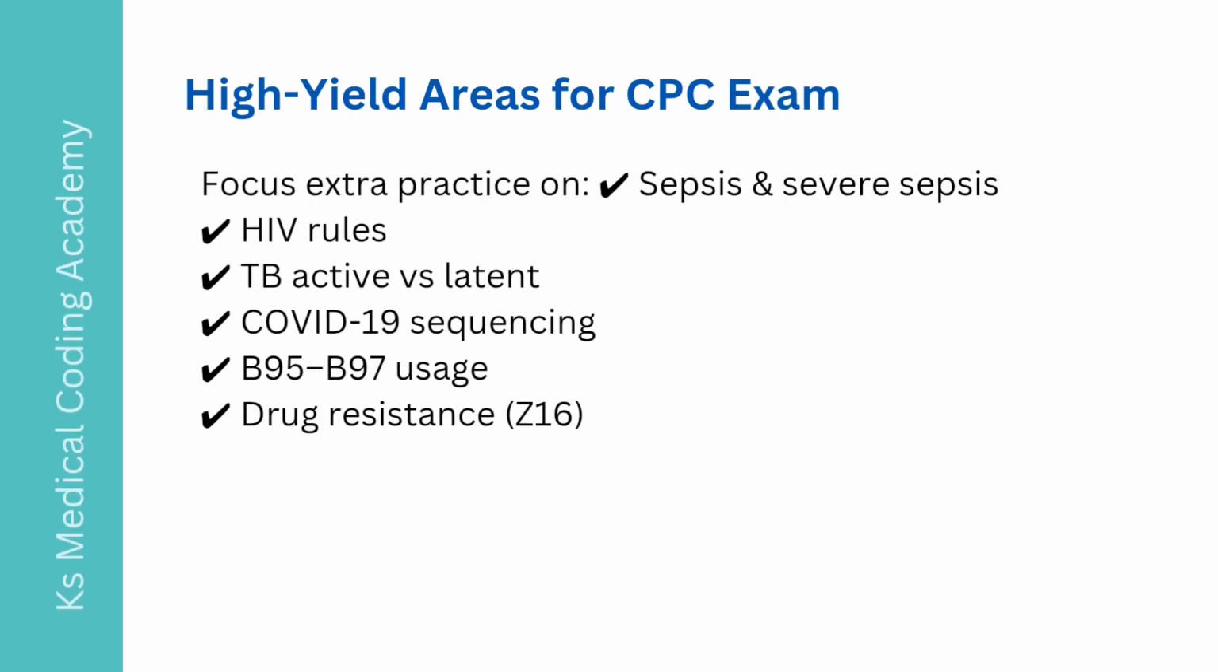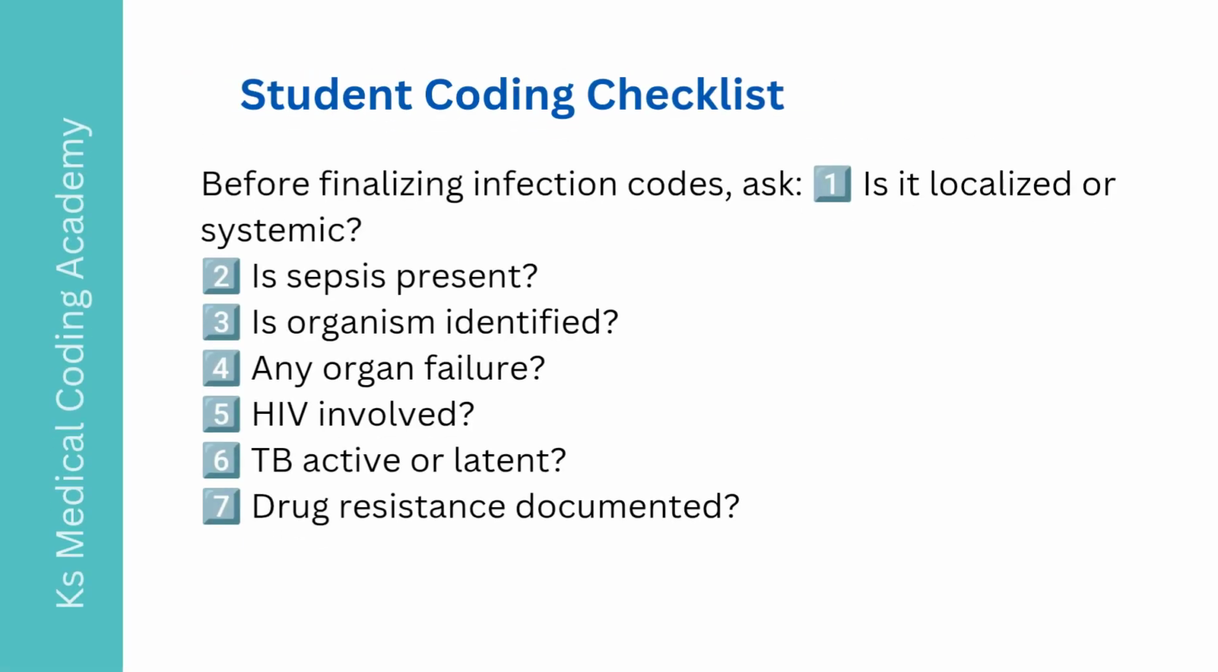High yield areas for CPC exam. For the CPC exam, focus heavily on sepsis and severe sepsis, HIV rules, active versus latent tuberculosis, COVID-19 sequencing, proper use of B95 through B97, and drug resistance coding. Student coding checklist. Before finalizing infection codes, always ask yourself, is the infection localized or systemic? Is sepsis present? Is the organism identified? Is there organ failure? Is HIV involved? Is TB active or latent? Is drug resistance documented?